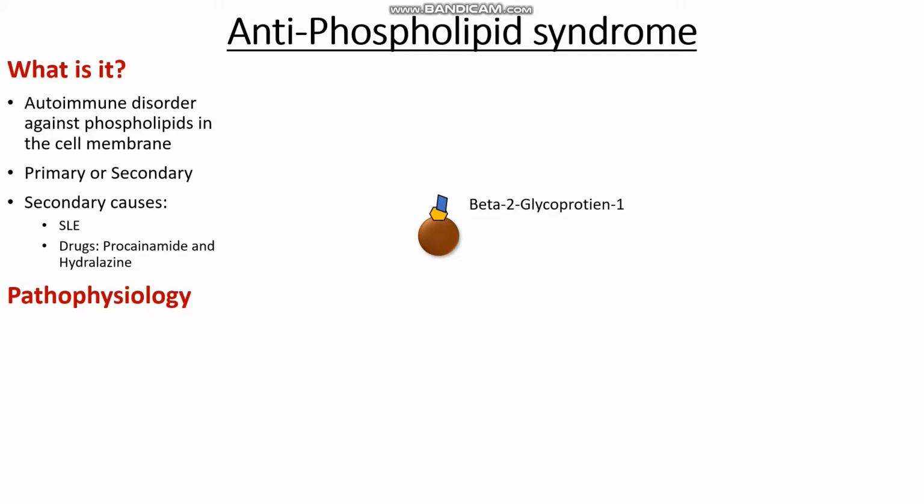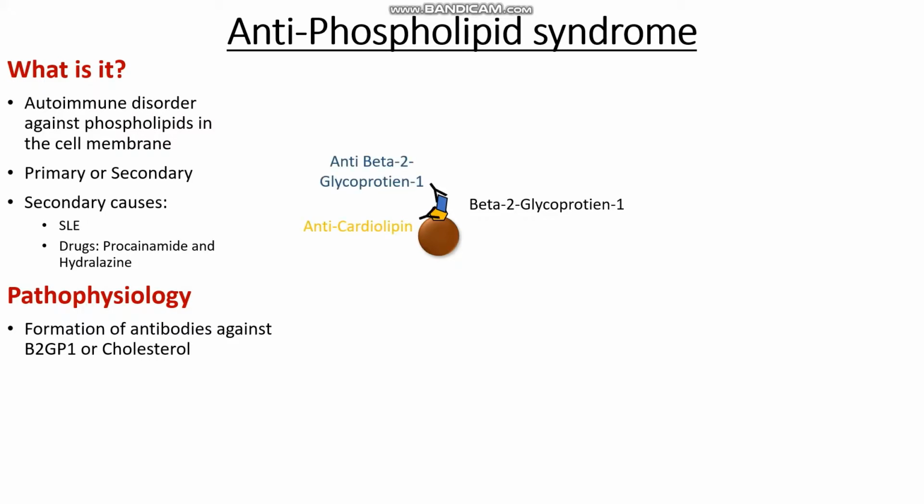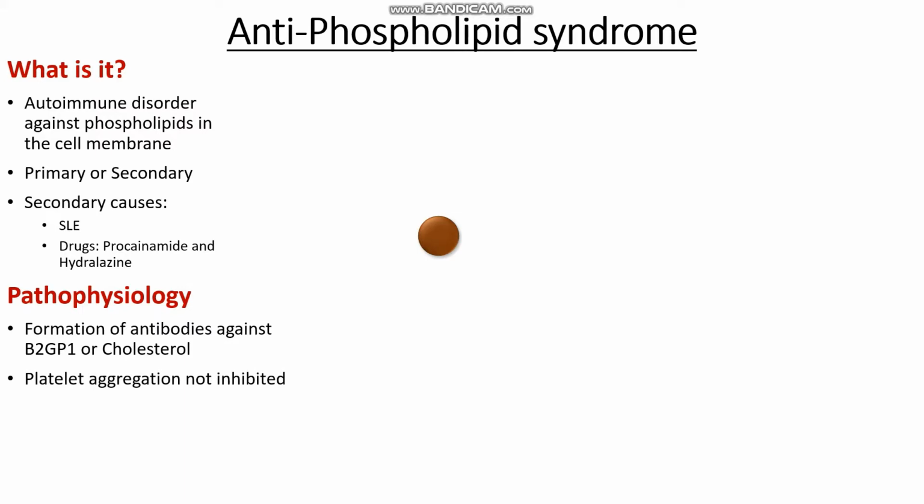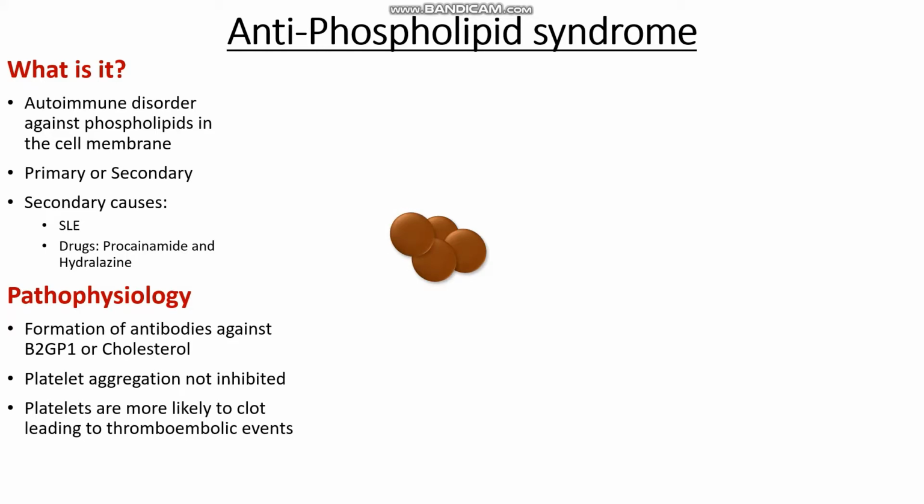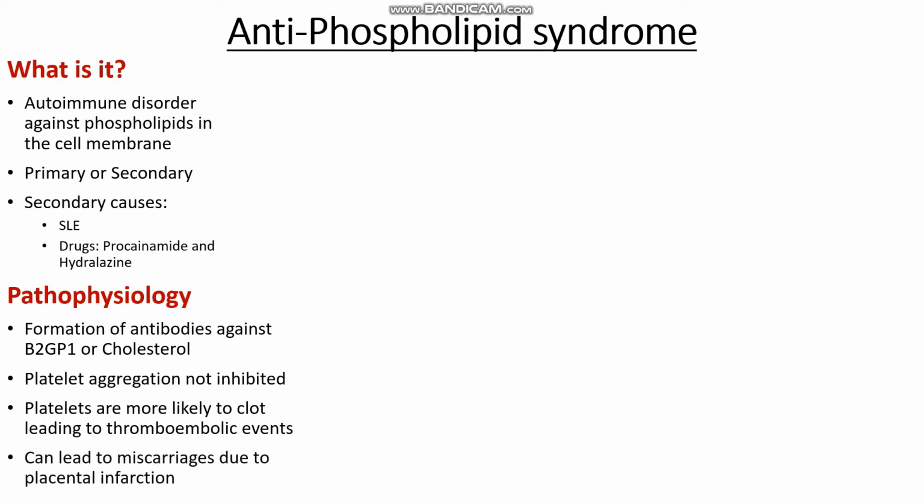In anti-phospholipid syndrome, we either develop antibodies against the beta-2 glycoprotein 1 or directly against the cholesterol molecule, known as the anticardiolipin antibodies. As such, we are either inhibiting the action of beta-2 glycoprotein 1 or we're inhibiting its ability to bind to the cholesterol, thus we're not able to stop platelets agglutinating. This means that platelet aggregation is not inhibited, and thus platelets are much more likely to clot when they bump into each other. And this can, of course, lead to some embolic events.